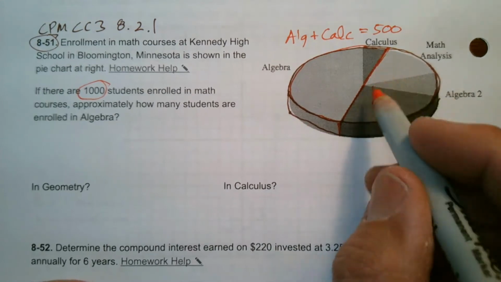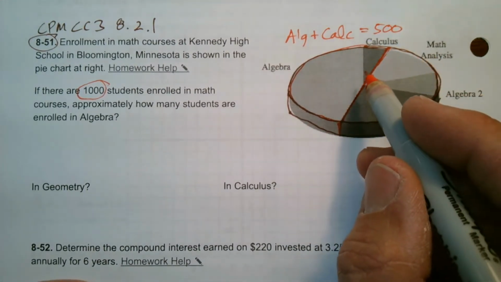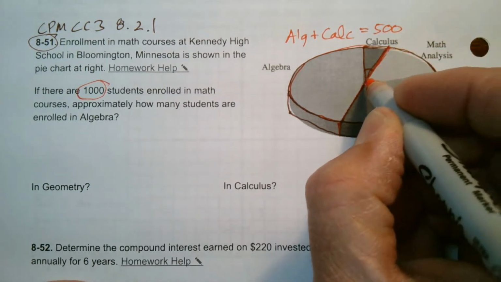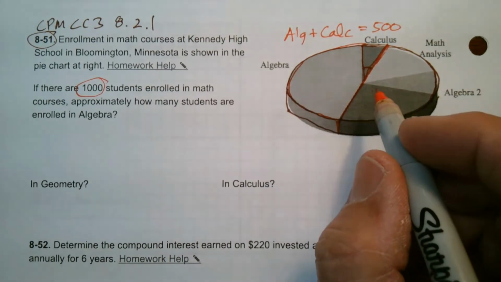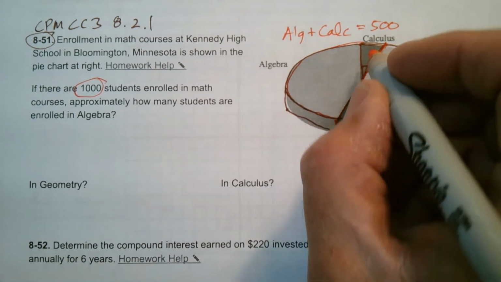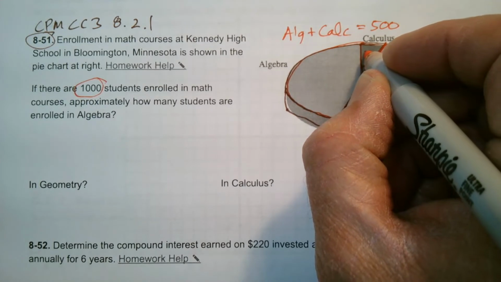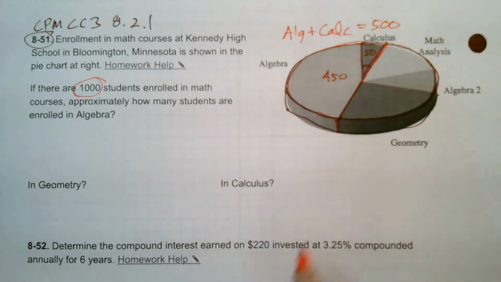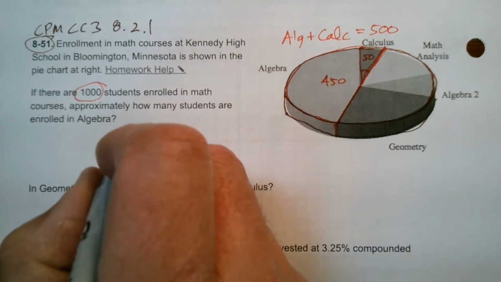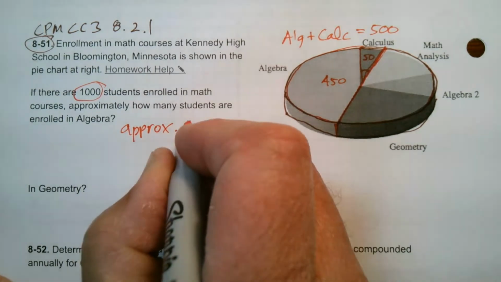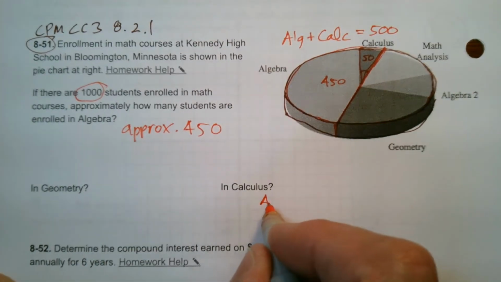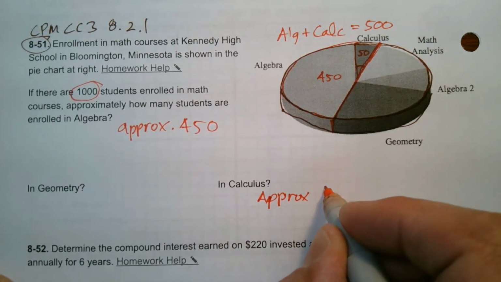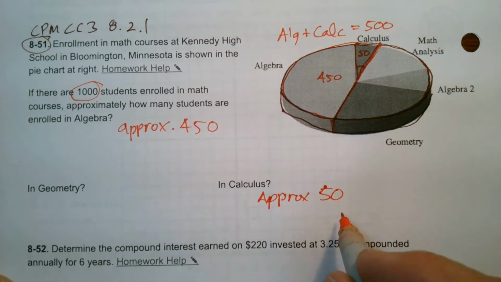So at this point, it's a matter of using some approximation to determine how much of this sliver here is just calculus versus the rest. So it is an approximation. I may say that a good approximation is maybe approximately 50 students in calculus, which would leave 450 in algebra. So we can say approximately 450 in algebra, and then approximately 50 in calculus, 50 students.